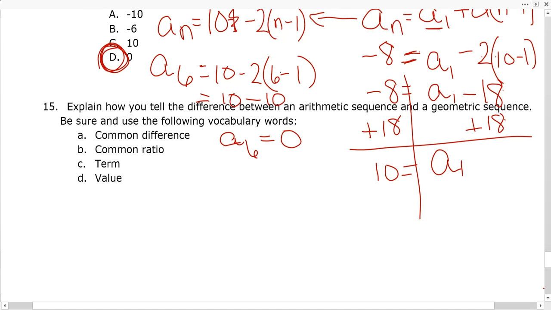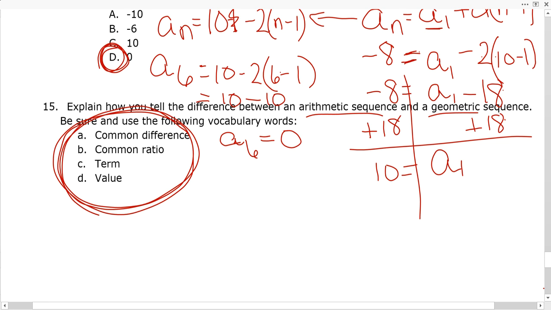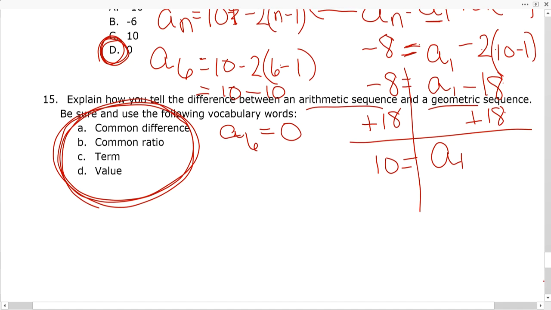Okay, and then number 15, I want you to talk about arithmetic sequences and geometric sequences. Use all these words to write me 2 little paragraphs, which can be a couple sentences each. And let me say it one more time, bonus points for completing this and bringing it to class tomorrow.